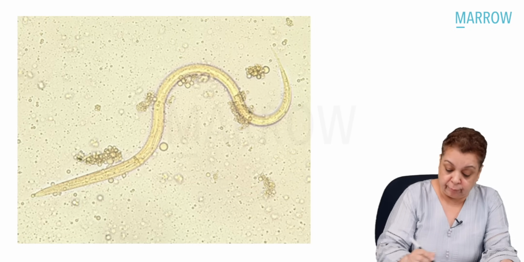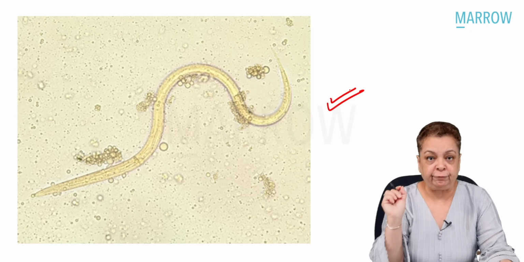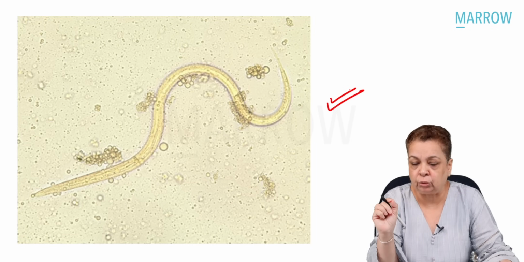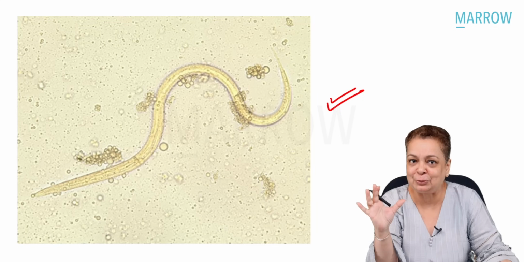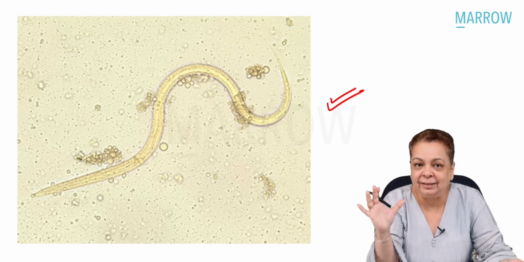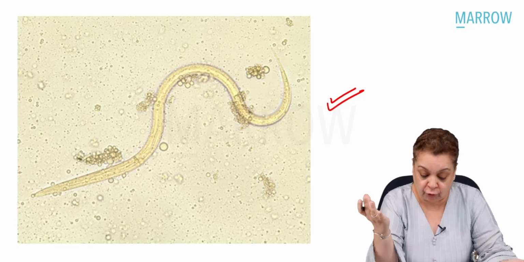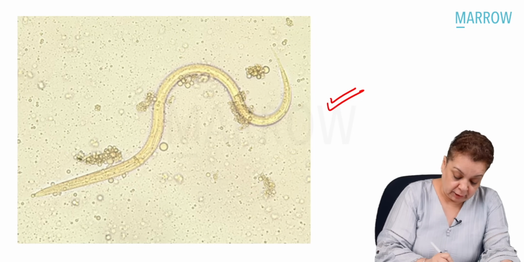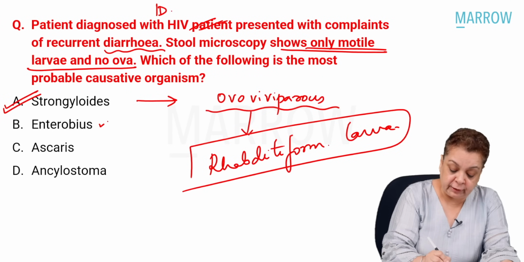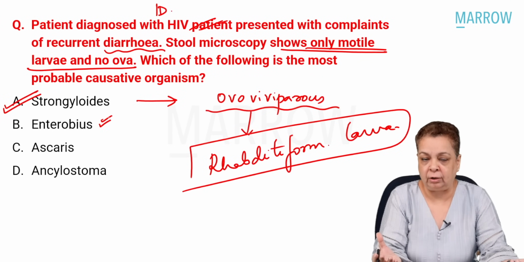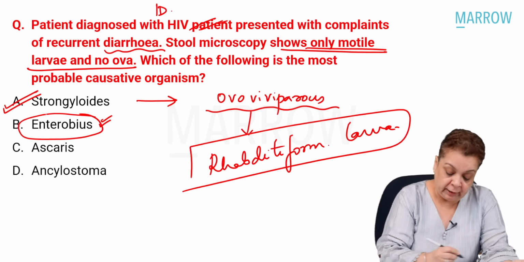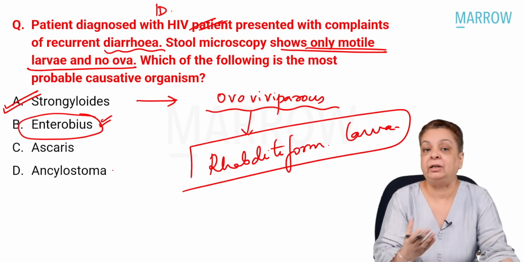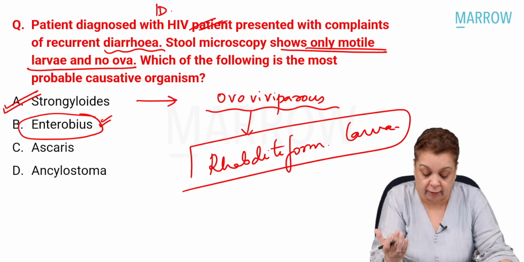Let me show you the image. This has been asked as a GIF-based question also, where we have an immunodeficient patient, and this is seen on stool microscopy. Don't get psyched. These are the larvae of Strongyloides, right? And in Enterobius, we do not see eggs or larvae in the stool; we see them on the perianal swab. In Ascaris and Ancylostoma, we are going to see the eggs, not the larvae, right?